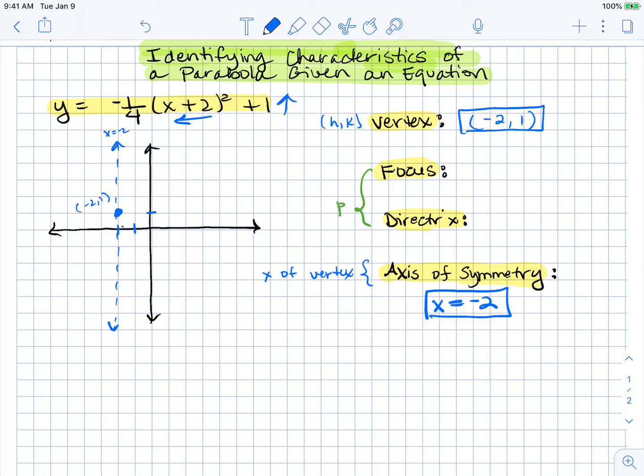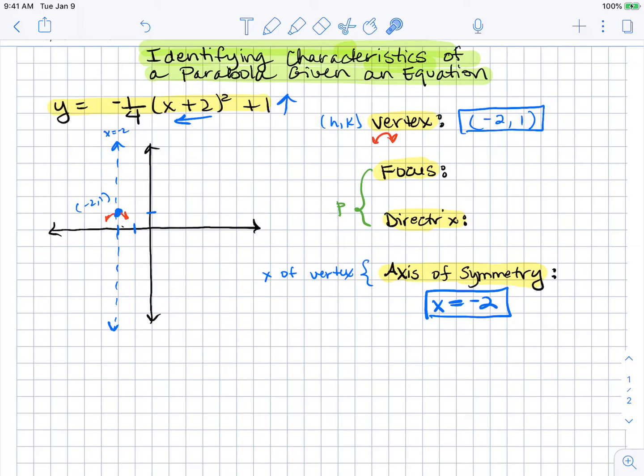Now that I have that, I also know that because my a here is negative, this guy is going to go upside down. So I know that when I draw my parabola, it's going to be upside down. So it's going to go in this direction when I finally put this picture in. Now I need to focus on finding these two pieces of information, my focus and my directrix.